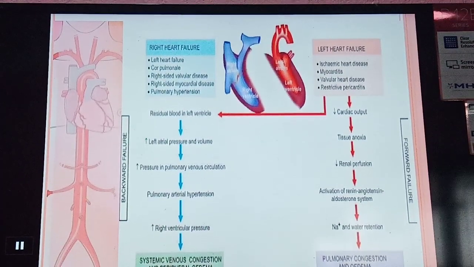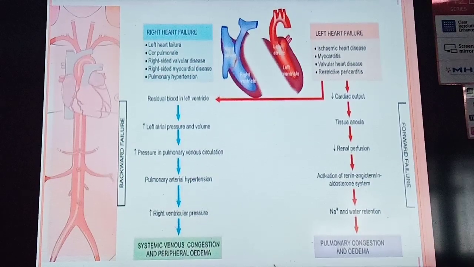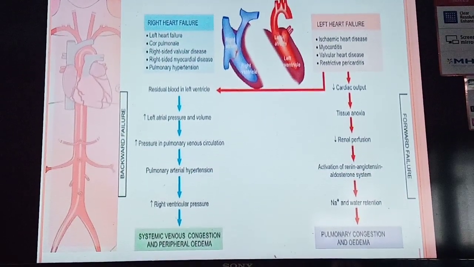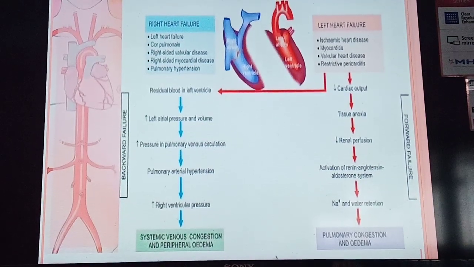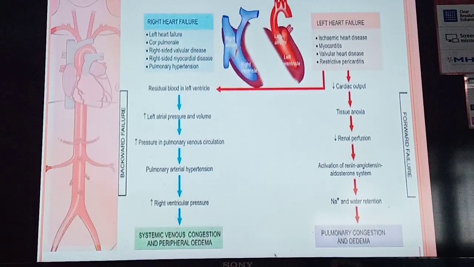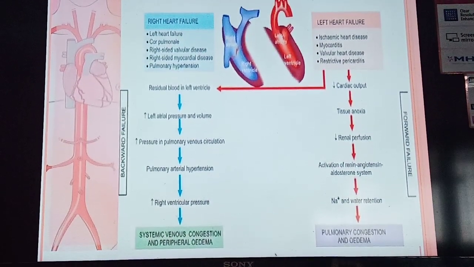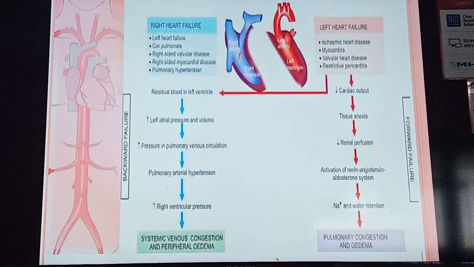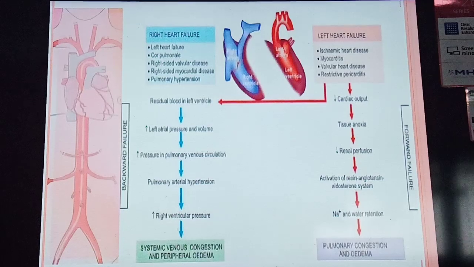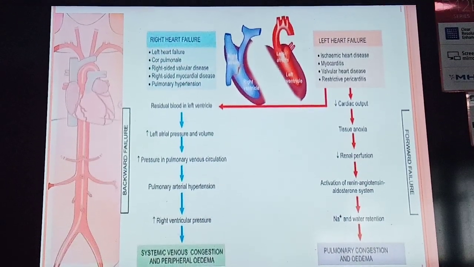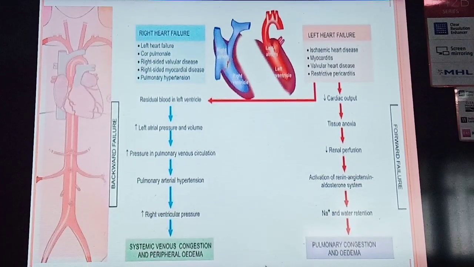Here you see how to differentiate between right heart failure and left heart failure. In right heart failure, there is residual blood in the left ventricle that may lead to increased left atrial pressure and volume, and finally increased pressure in the pulmonary venous circulation, leading to pulmonary arterial hypertension and increased right ventricular pressure, and finally systemic venous congestion and peripheral edema in right-sided heart failure.